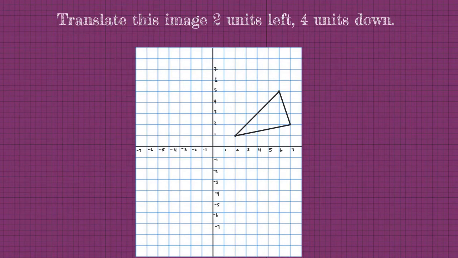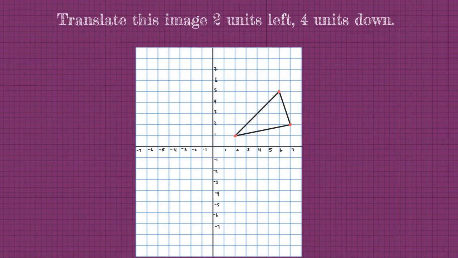Hey guys, here we're asked to translate this image 2 units to the left and 4 units down. In order to do that, we're going to take a look at each vertex, or each point of our triangle, in order to move it. So the first thing, let's go ahead and label each of our points. Here, here, and I'm highlighting them in red.